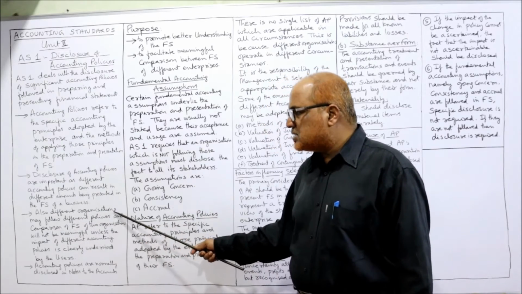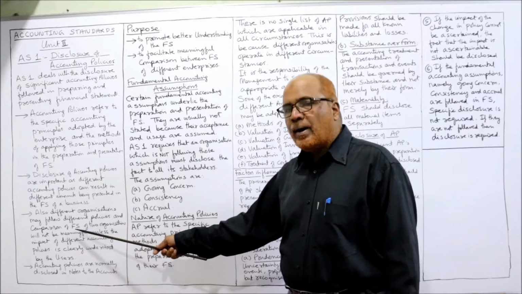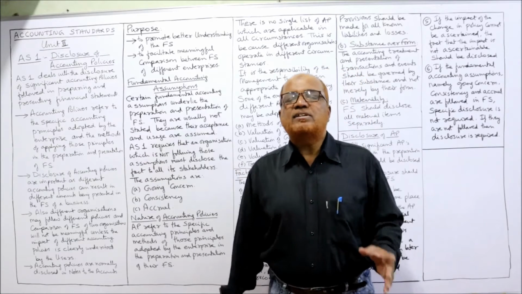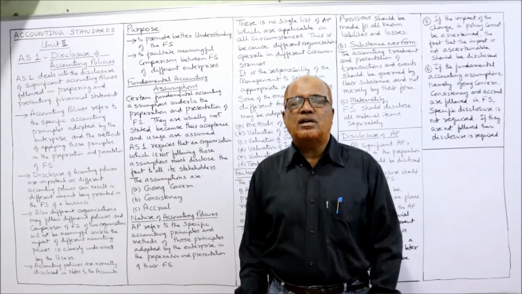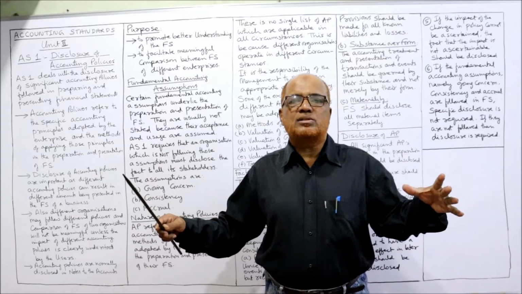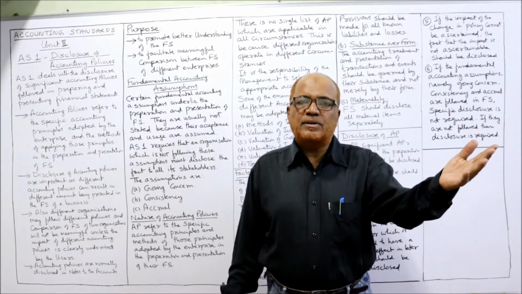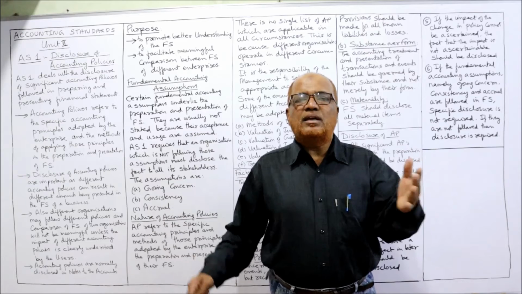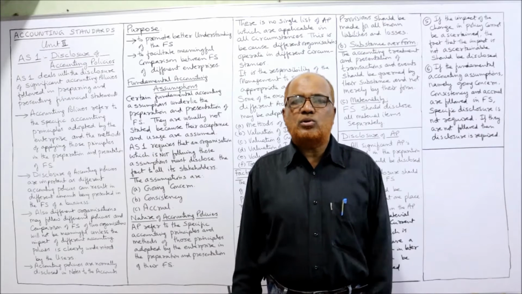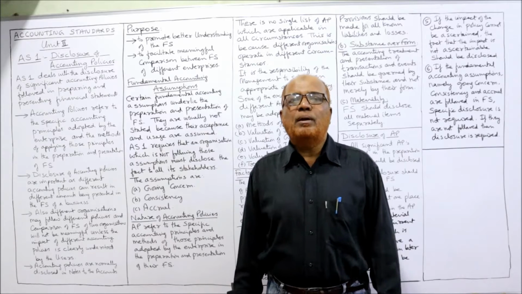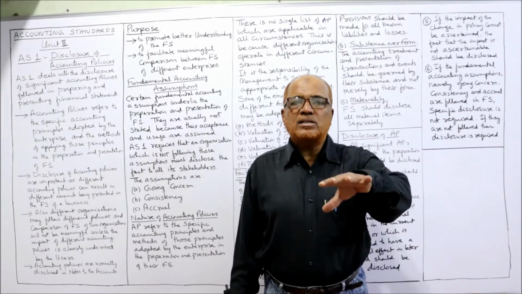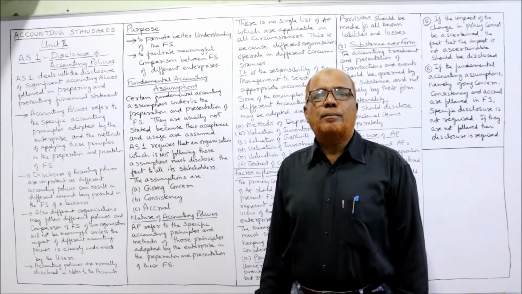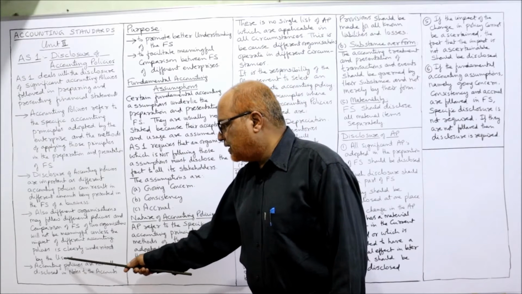Next, also different organizations may follow different policies, and comparison of financial statements of two organizations will not be meaningful. See here, we don't have a single method of accounting policy. We have different methods. Some follow one method, the other business will follow another method. So when different businesses follow different accounting policies, then definitely the financial statements will show different amounts. Then we cannot make the comparison. Comparison will be difficult because different organizations are following different policies.